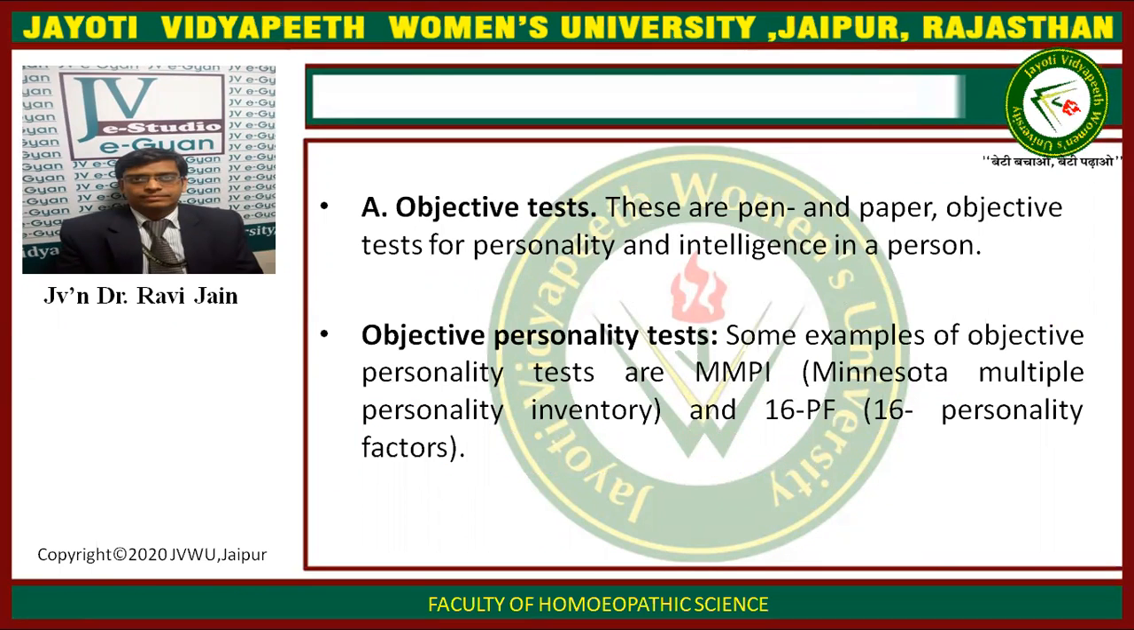There are various tests that could be classified. Number one, objective tests. Objective tests are pen and paper tests. You give a pen and paper to the patient and ask various things to be written on the paper. You will ask about the objective test for personality and intelligence of the person. You can check for the objective personality test, for example, MMPI, that is Minnesota Multiphasic Personality Inventory, and 16PF, that is 16 Personality Factors.